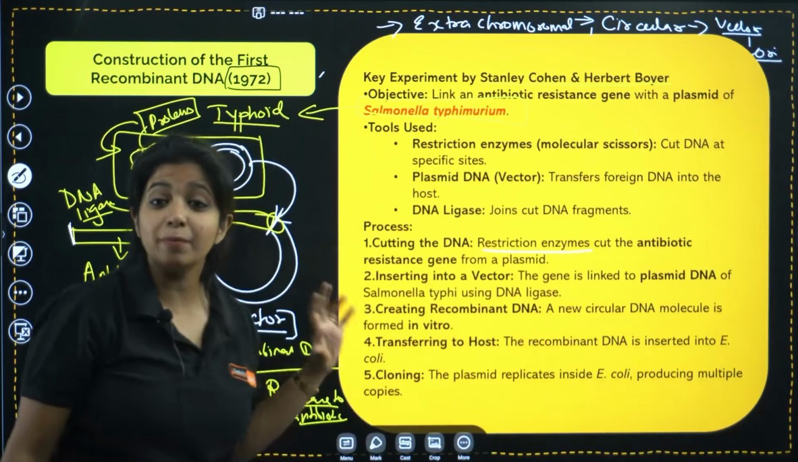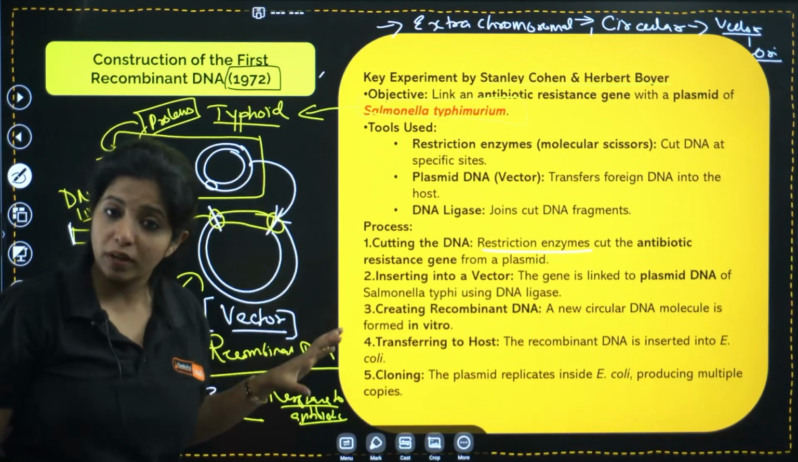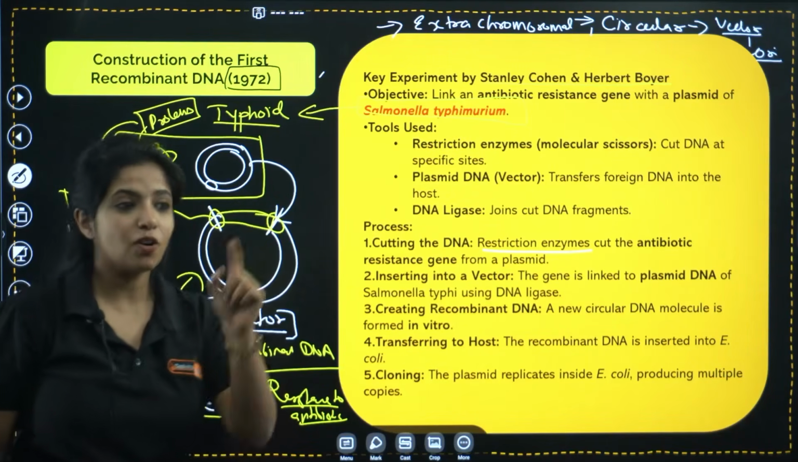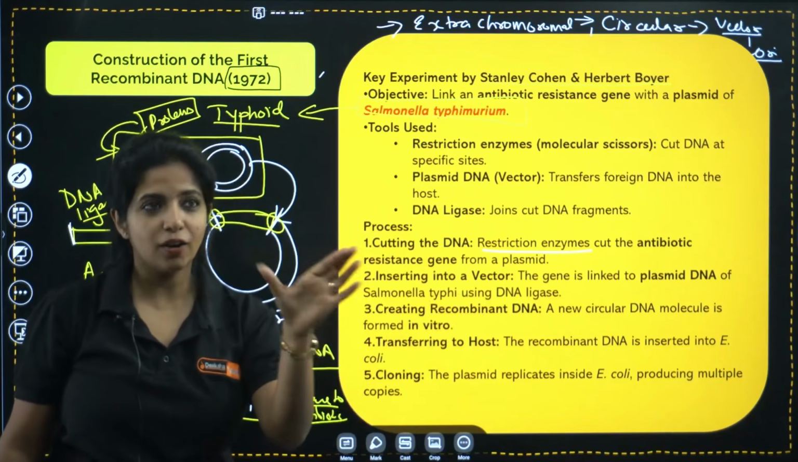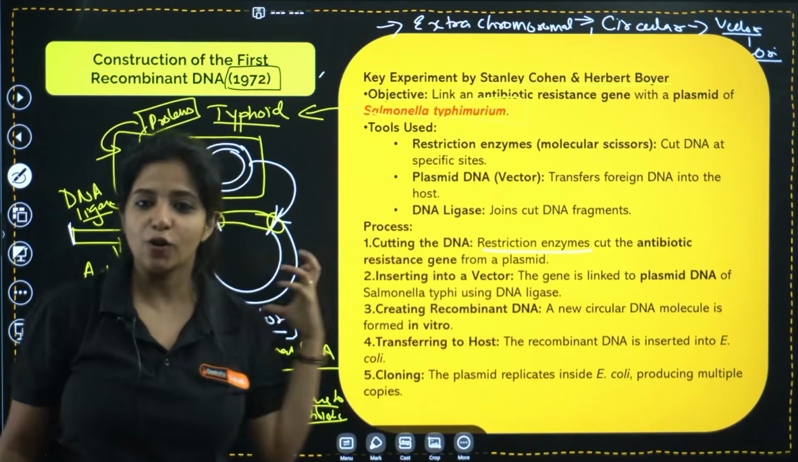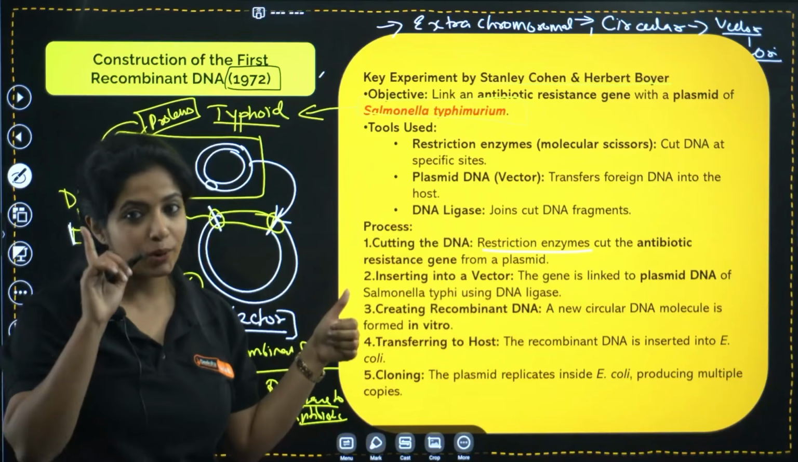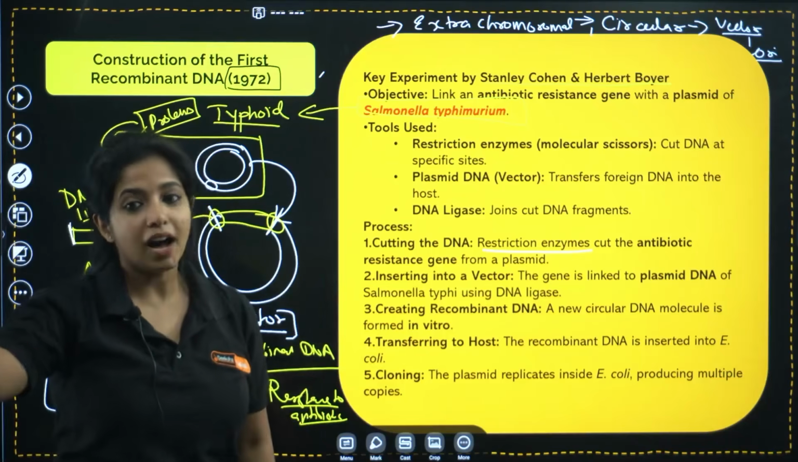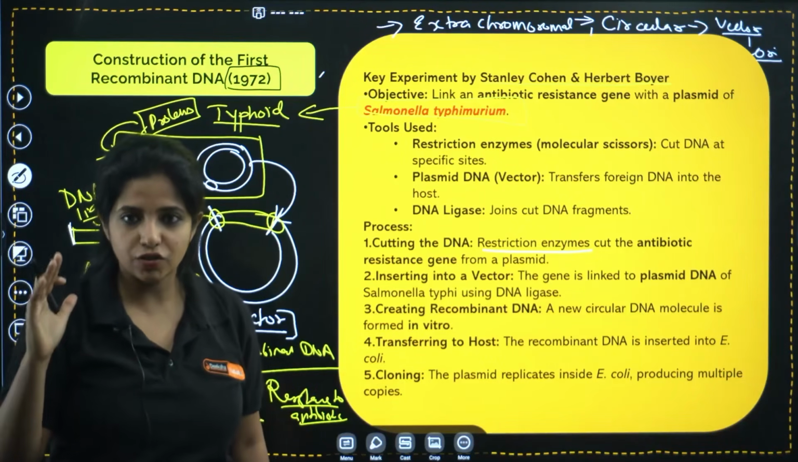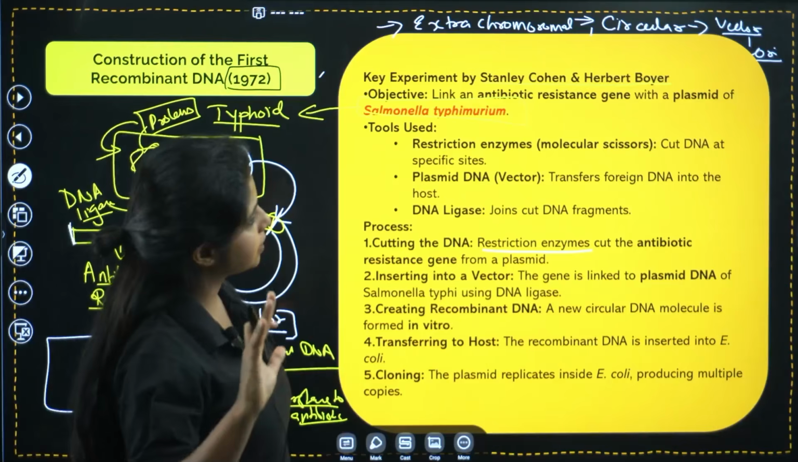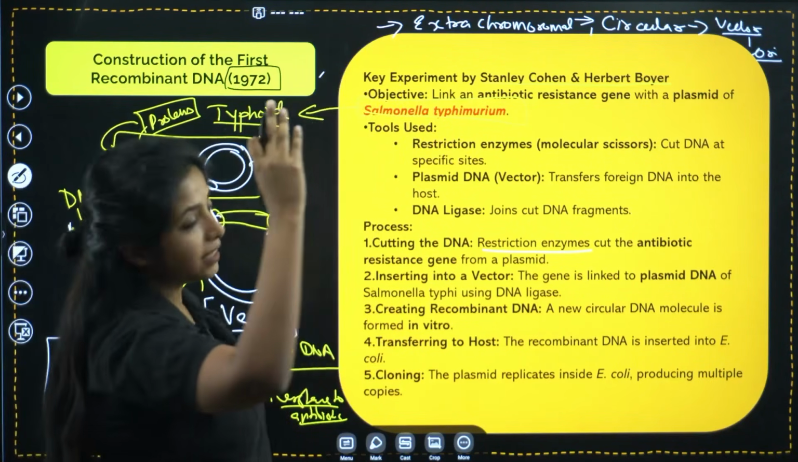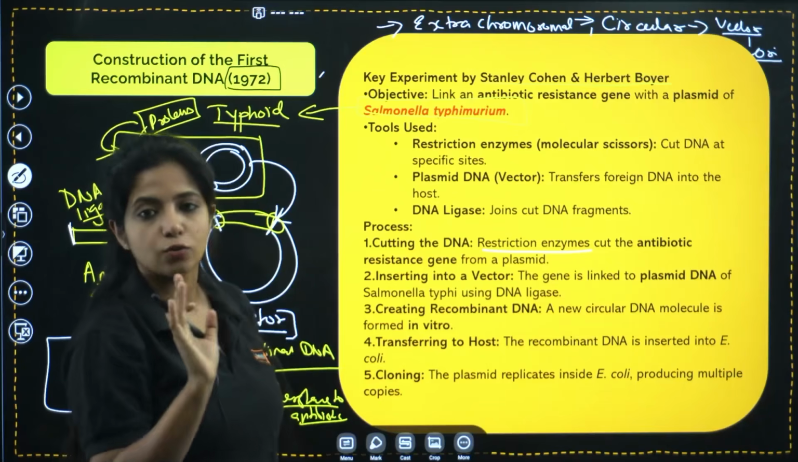Listen, a vector can be anything. Plasmid can also be a vector. Some other vectors are also there. So it's not just plasmid. Remember, not all vectors are plasmids. Always remember that. There can be other things also which can act like vectors. Fine. So yes, that's all. This is about just the plasmid: extra chromosomal, circular, it acts like a vector, and it also has an origin of replication.